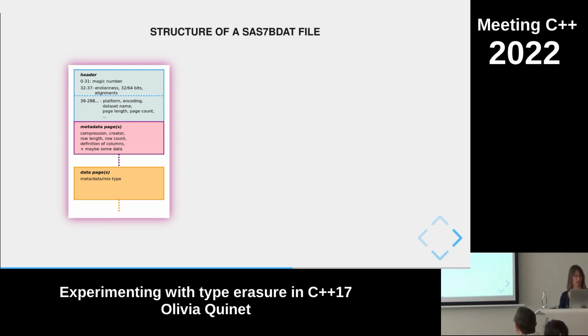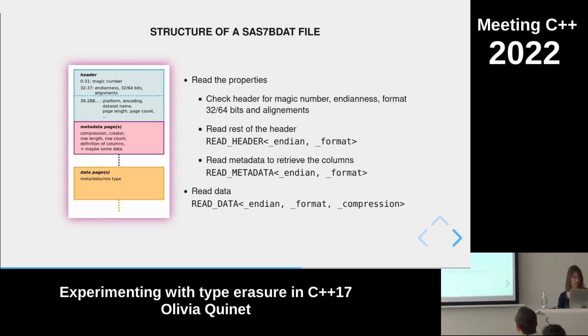So if you're interested, I will show you the structure of a SAS file. You have a header with some magic number, then you have the endianness, alignment, and things that you have to read, the metadata, and then you have a list of pages that you can read with data. So in fact, you have to check for different things, of course. Is it a valid file? So check for the magic number, then you check the endianness, the format for 32 or 64-bit, the alignments.